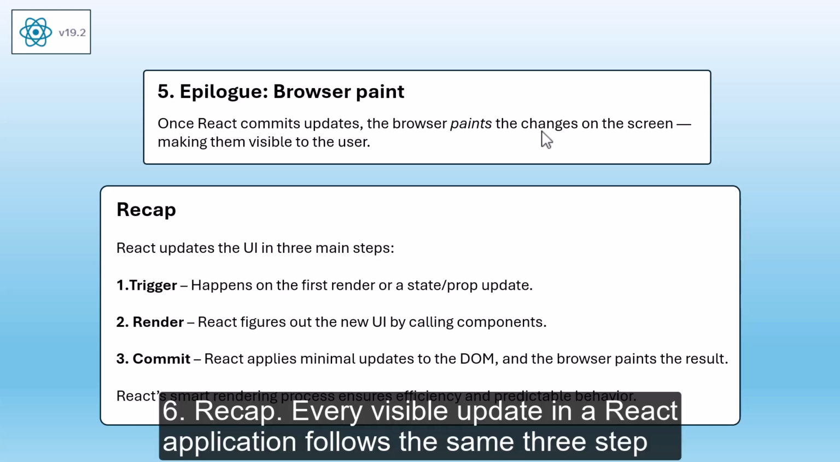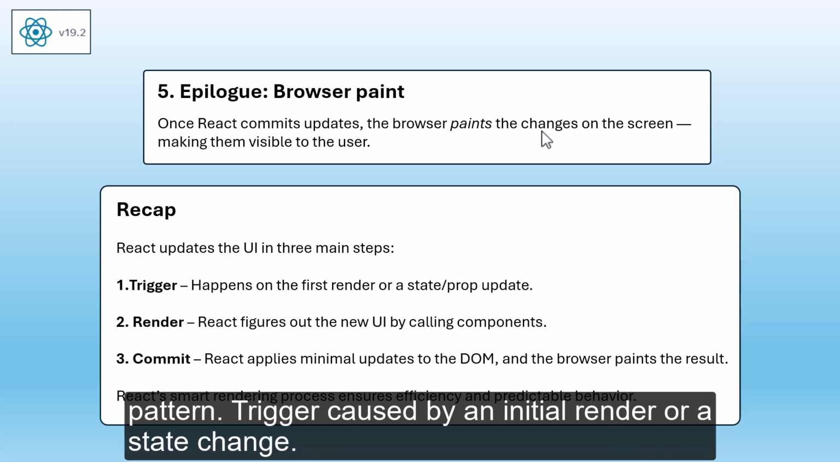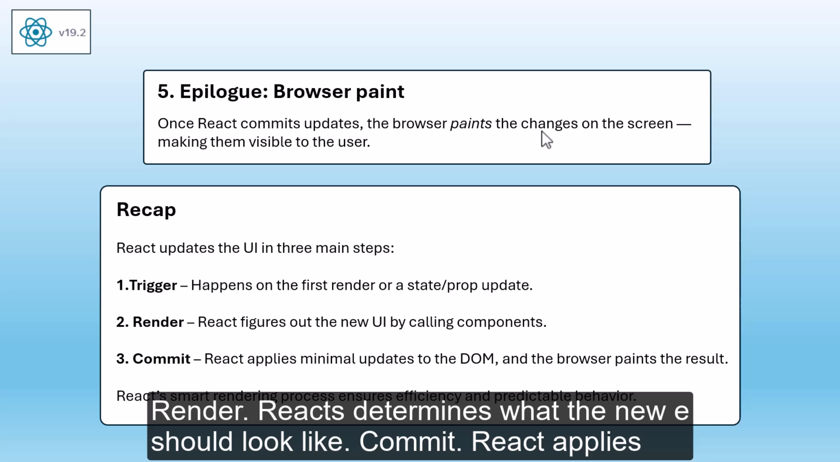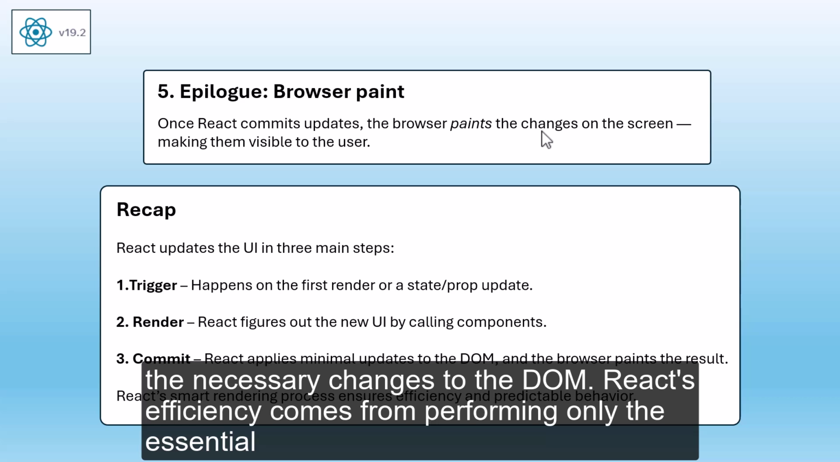6. Recap. Every visible update in a React application follows the same three-step pattern. Trigger, caused by an initial render or a state change. Render, React determines what the new UI should look like. Commit, React applies the necessary changes to the DOM.